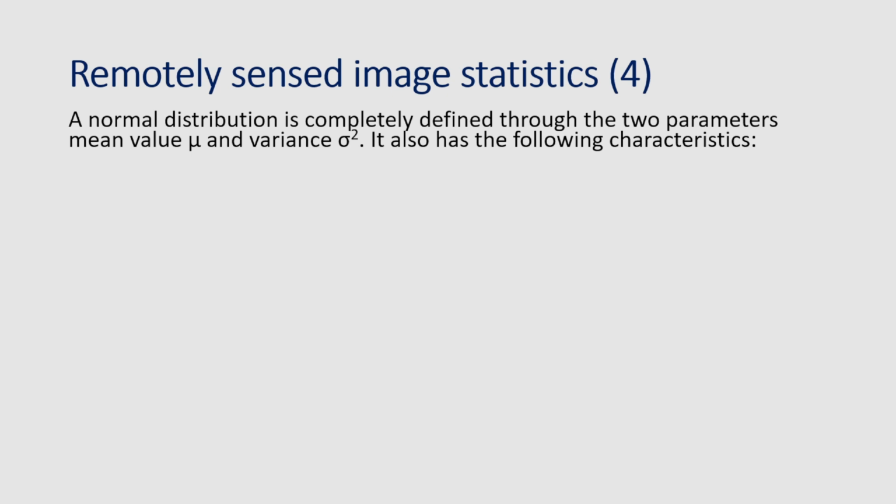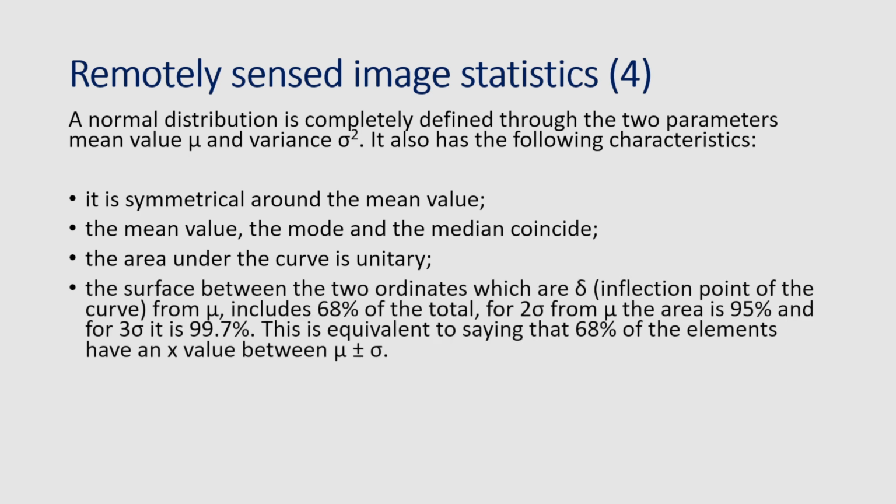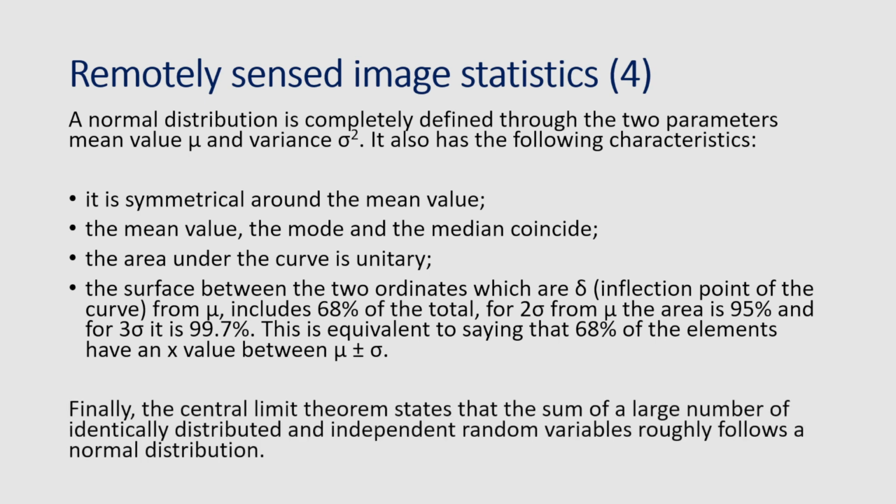It also has the following characteristics. It is symmetrical around the mean value. The mean value, the mode, and the median coincide. The area under the curve is unitary. The surface between the two ordinates which are, delta, inflection point of the curve, from the mean includes 68% of the total, for 2 sigma from the mean the area is 95% and for 3 sigma it is 99.7%. This is equivalent to saying that 68% of the elements have an x value between plus or minus sigma. Finally, the central limit theorem states that the sum of a large number of identically distributed and independent random variables roughly follows a normal distribution.